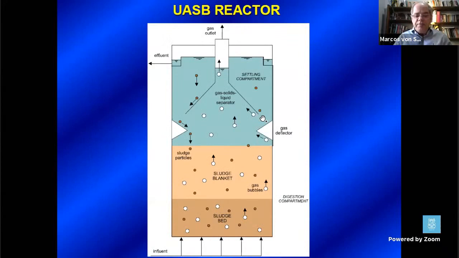Very briefly, how does it work? It is an upflow reactor. Wastewater comes from the bottom and gets in contact with the biomass, which is in the form of a sludge blanket, a sludge bed. The anaerobic organisms here are responsible for removing the organic matter anaerobically. And then the liquid with less organic matter, the effluent, moves upwards and leaves from here.